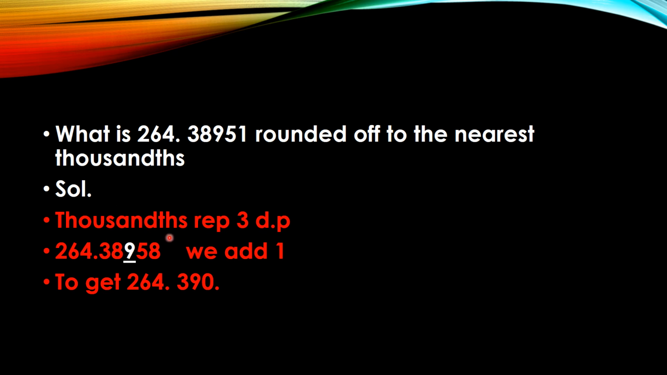Another example, example number 2, is 264.38951 rounded off to the nearest thousandths. Remember, thousandths, we said it is 3 decimal places. Which digit is in the thousandths place value? Tenths, hundredths, thousandths. So this digit is here, then you look at this digit which is here, the preceding value.